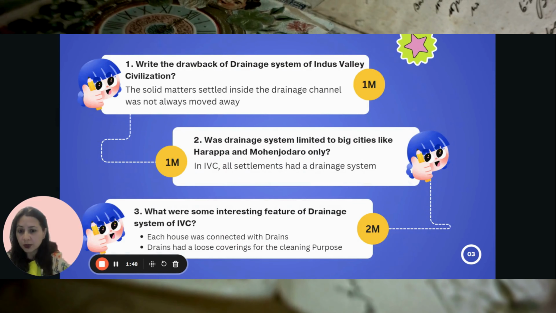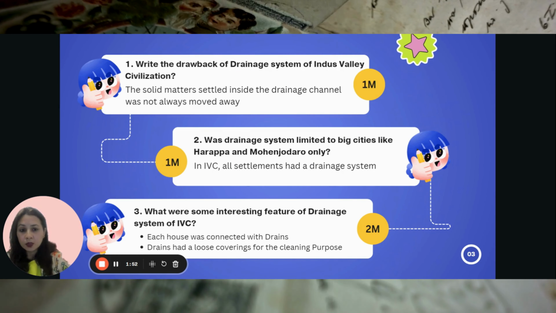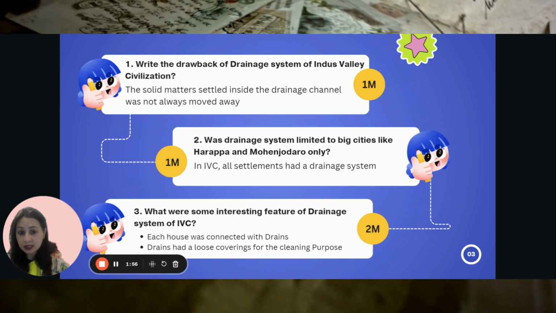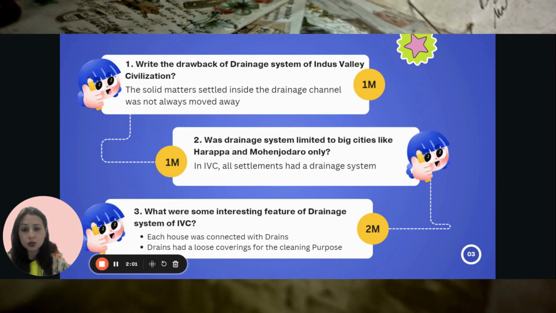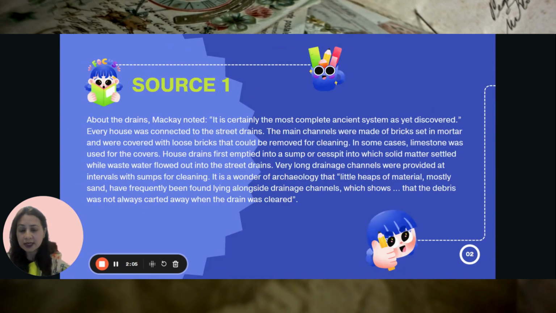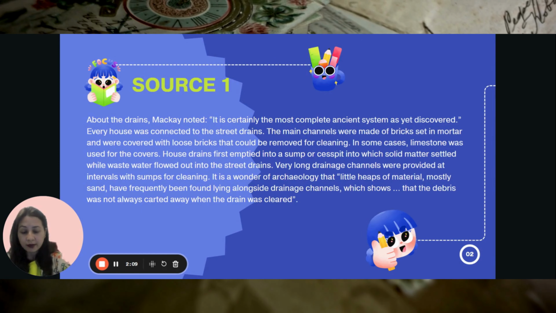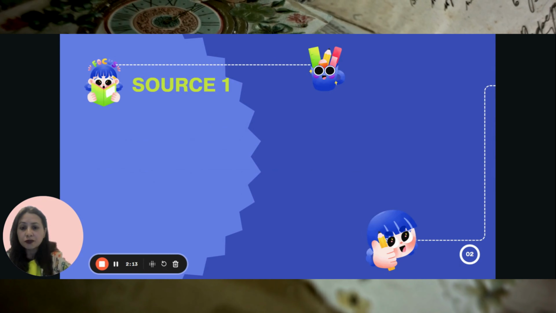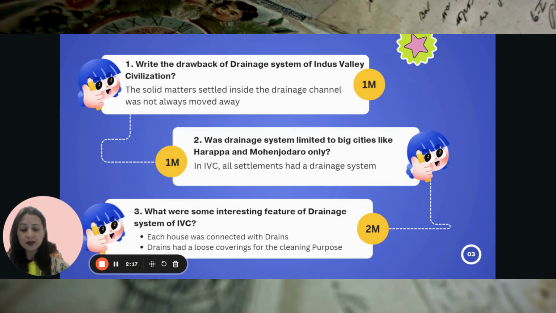Go through all the questions, like there will be three questions: 1 mark, 1 mark, and 2 marks. Some of the questions may be direct and some may be indirect. Direct questions are those which will have the answer in the source itself. And the indirect questions will be those where you need to have an insight of the chapter. So the first question here is: write the drawback of drainage system of Indus Valley civilization.